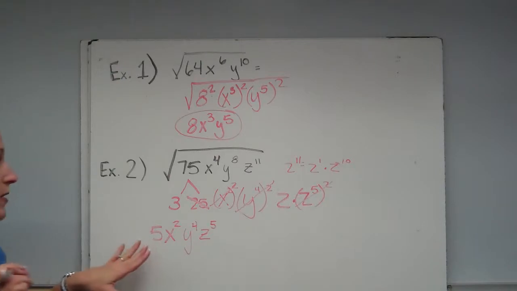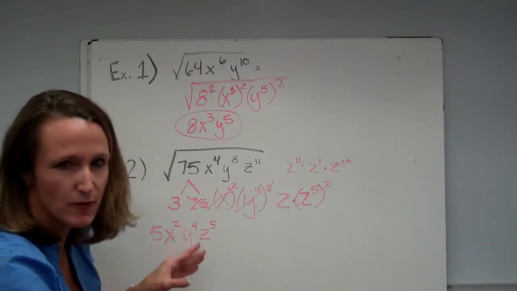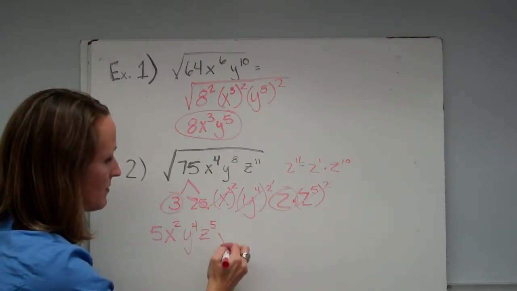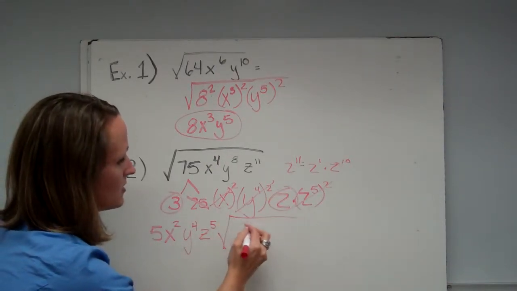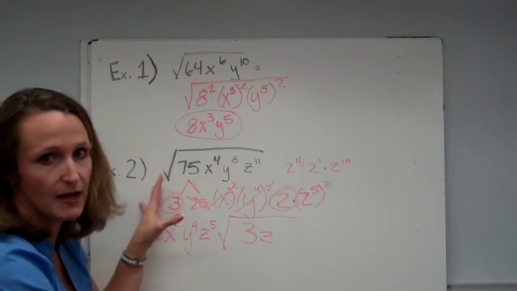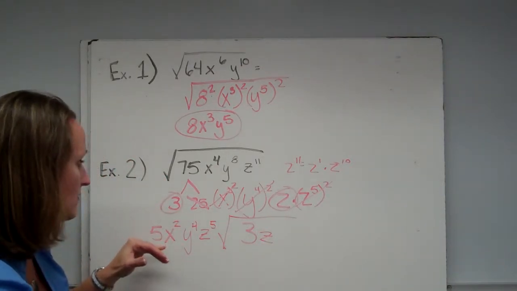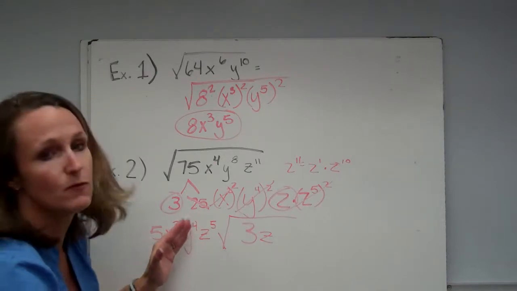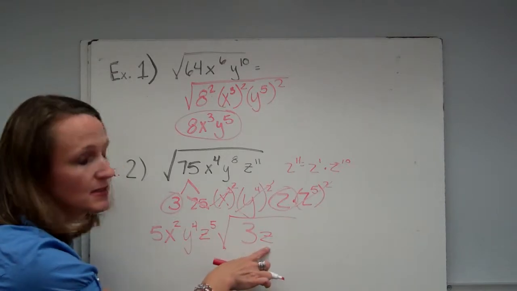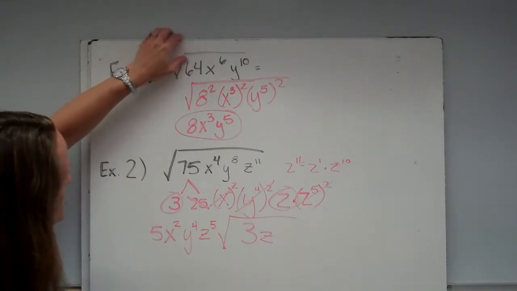Okay, so I pulled out 5x squared, y to the 4th, z to the 5th, but I still have a 3 and a z. So I'm going to leave those under my radical. So my simplified square root would look like this: 5x squared, y to the 4th, z to the 5th, times the square root of 3z. Let's do a couple more.